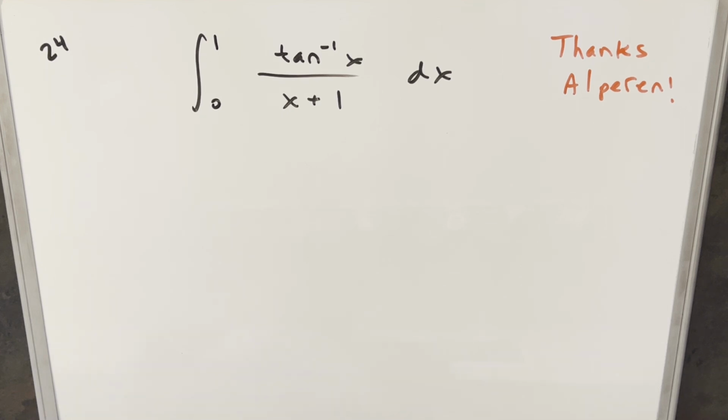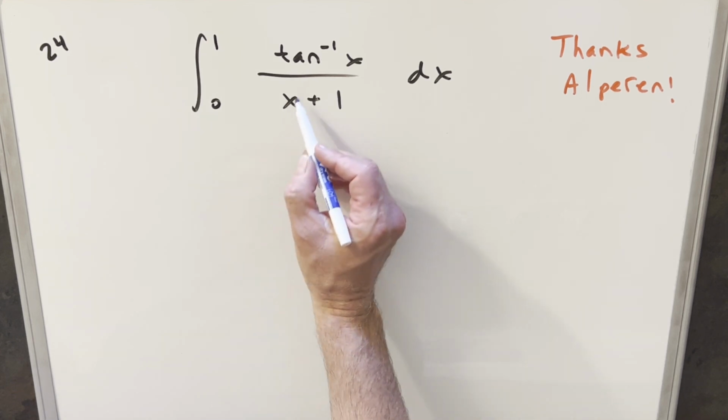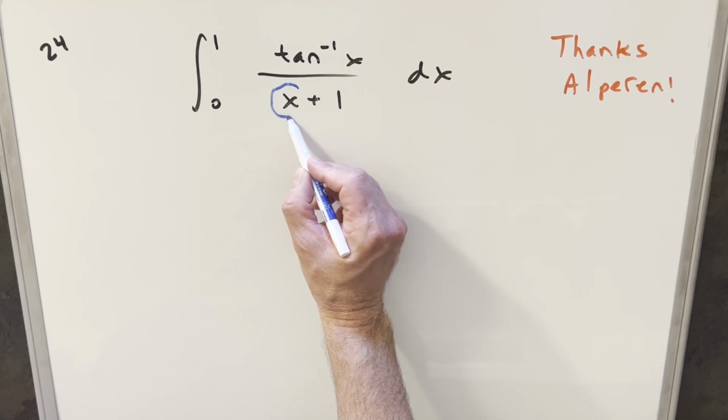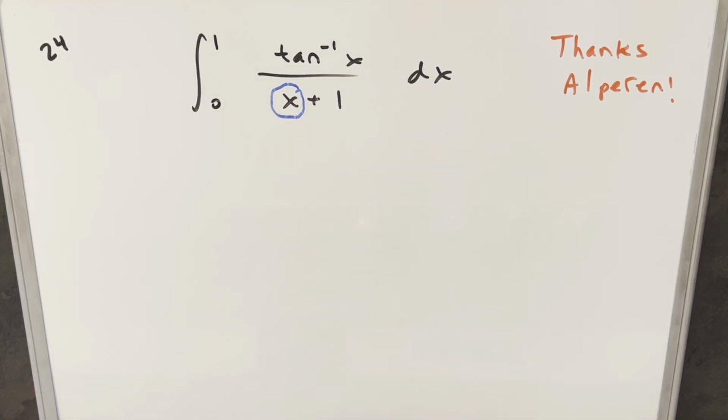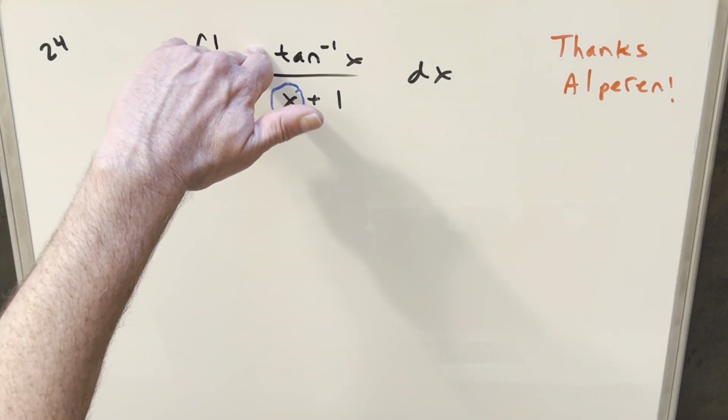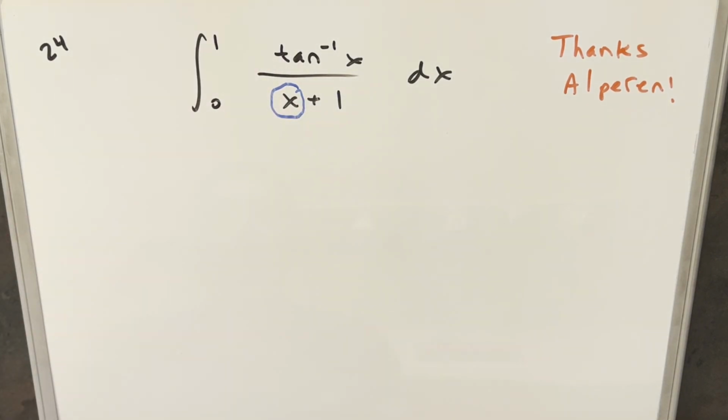Okay, so to get started with this, the first thing I notice, we wish this was an x squared right here, right? Because think about how easy that would be to do a u substitution. But clearly that's not the case, so what we can do a lot of times when we have arctan is set up integration by parts, and we'll do that using the DI method.